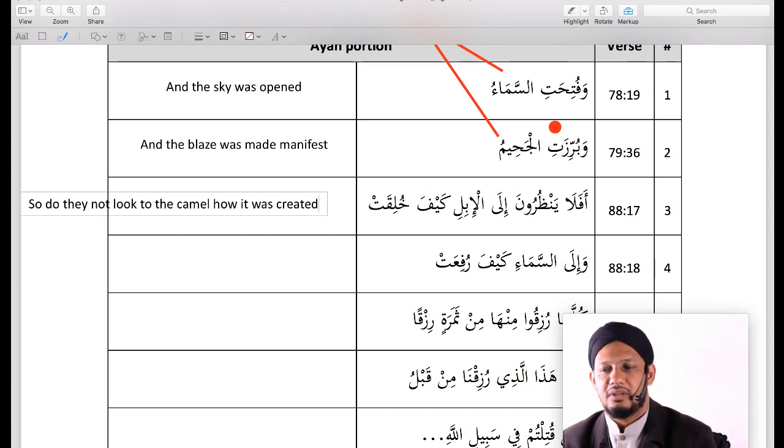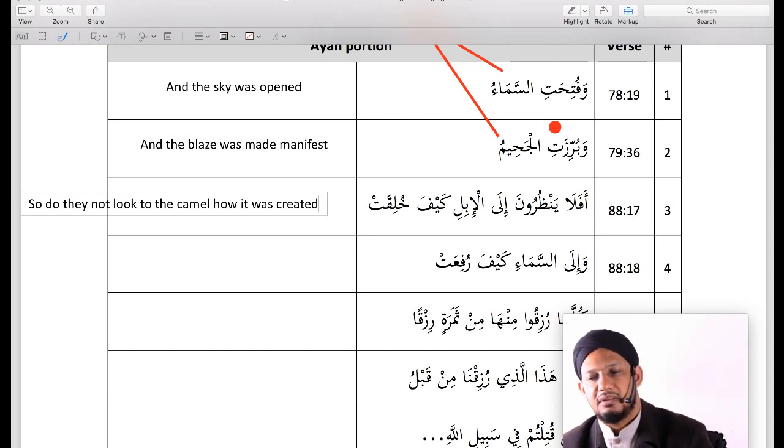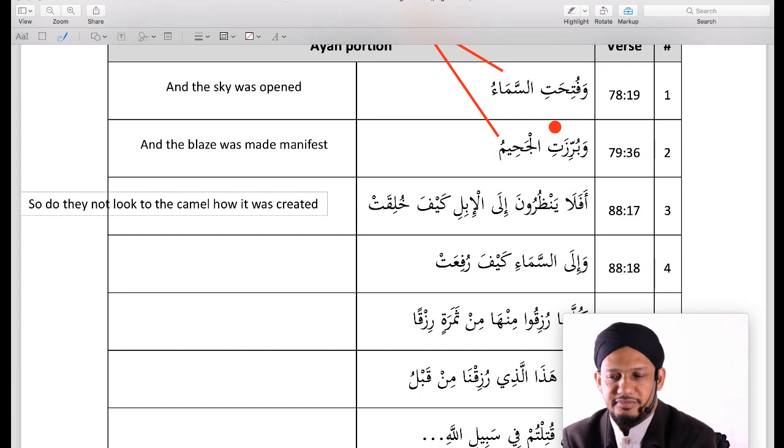Okay, next one. وَإِلَى السَّمَاءِ كَيْفَ رُفِعَتْ. Can someone translate for me the whole number 4?